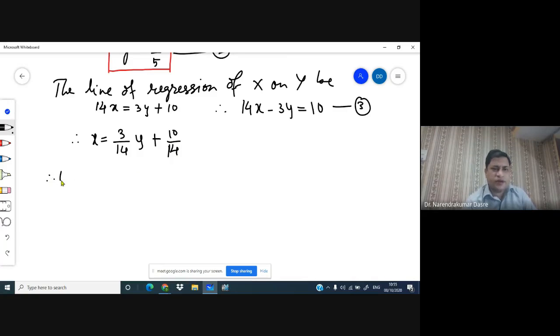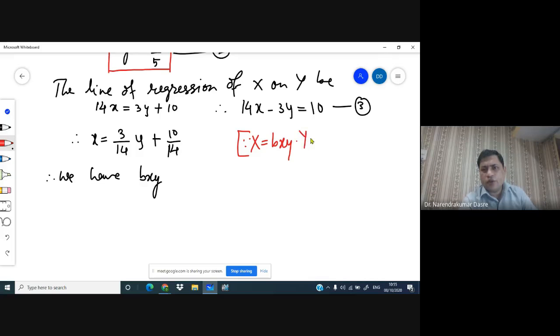And hence we can write, we'll get bxy. Similarly, the line of regression for x on y is x is equal to bxy into y plus x bar minus bxy into y bar. Yeah, so that's what we have. And hence, if I compare this term, I'll get bxy is equal to 3 by 14. Okay, so we got this.